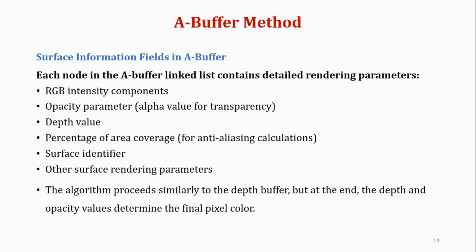Each node in the A buffer linked list holds detailed information: RGB components used to determine the surface color, an opacity value for adjusting the transparency, a depth value for finding the distance from the viewer, area coverage, a surface identifier, and additional rendering parameters used for advanced shading and lighting calculation. At the final stage, the depth and opacity information are combined to calculate the final pixel color. This produces smooth edges and realistic transparent effects in computer graphics.